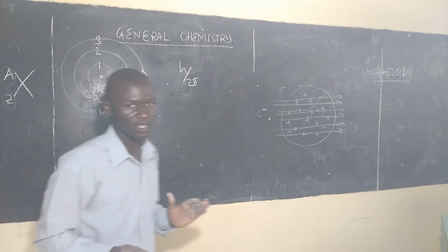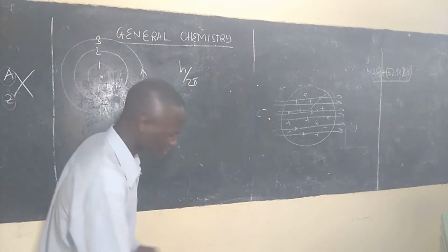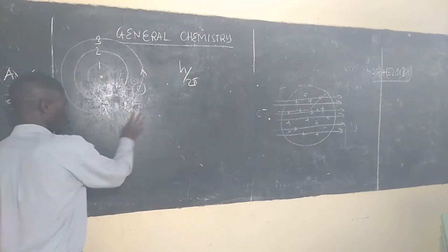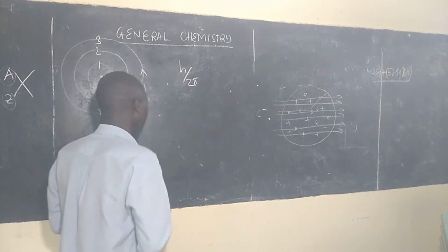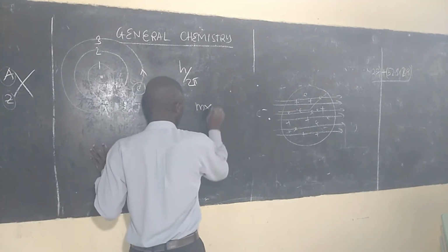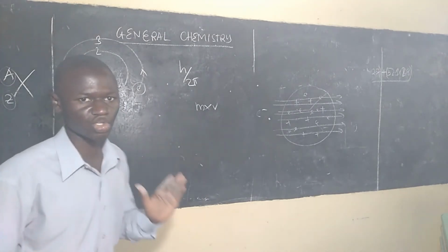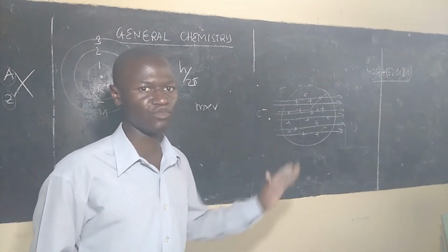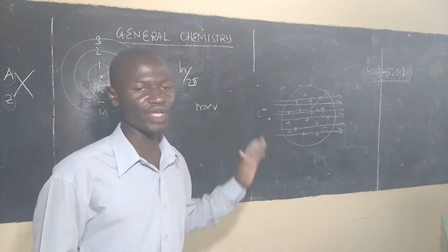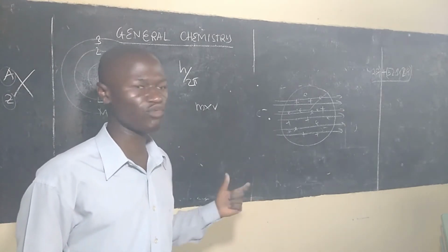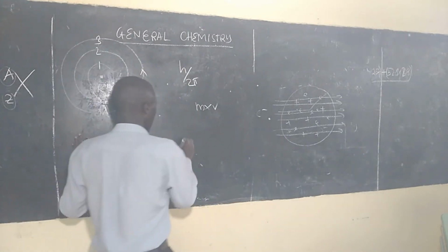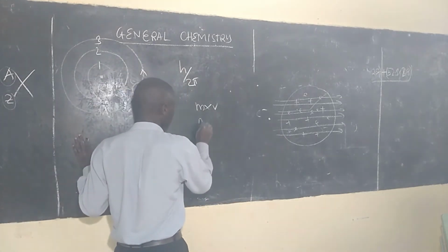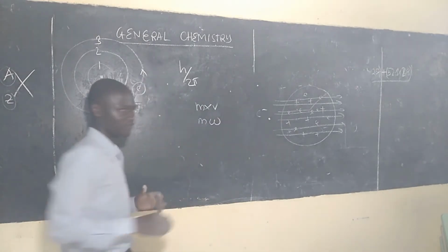So angular momentum, kwanza angular momentum ni kitu gani? Nikuelezee kwanza kuhusu angular momentum. Momentum is equal to mass times velocity. Lakini electron ana move kwenye circle, ana move kwenye mduara. So how do we get the angular momentum? Kama electron ana move kwenye circle, that means angular momentum will be equal to mass times angular velocity.